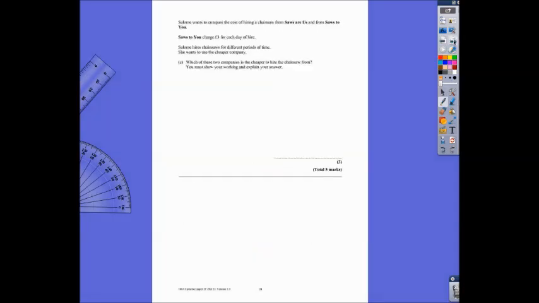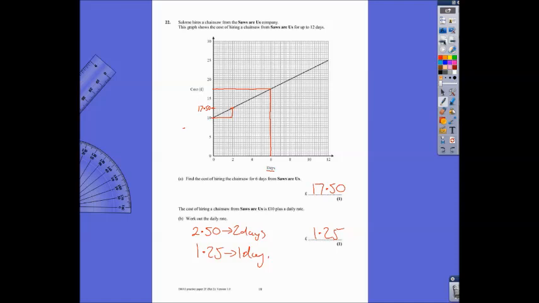Sloan wants to compare the cost of hiring a chainsaw from Saws or Us and from Saws to You. Saws to You charge £3 for each day of hire. Sloan hires chainsaws for different periods of time, so she wants to know the cheapest company for different days. So which of these two companies is cheaper to hire a chainsaw from? Show your working. Well, I'm going to go back to the graph here. Basically, the second company doesn't charge you this £10 at the start. If you're not hiring it at all, it costs you nothing. But then for 10 days, 10 lots of 3 would cost you £30.